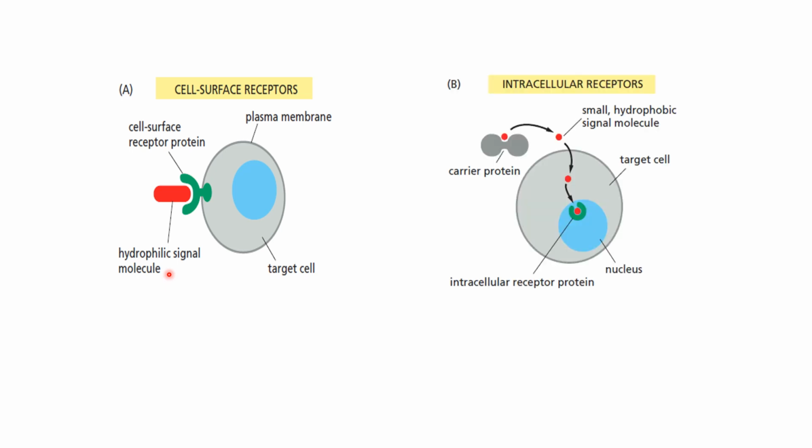The second type is the intracellular receptors. As the name suggests, the molecules that bind these are small, hydrophobic signaling molecules. Since they are hydrophobic, they are able to cross the lipid bilayer of the plasma membrane and go inside. Such receptors are present either in the cytosol or within the nucleus. That is called the intracellular receptor protein. So that was an introduction to cell signaling.